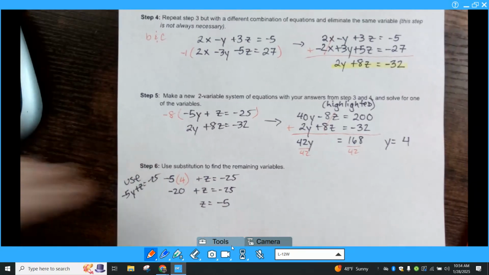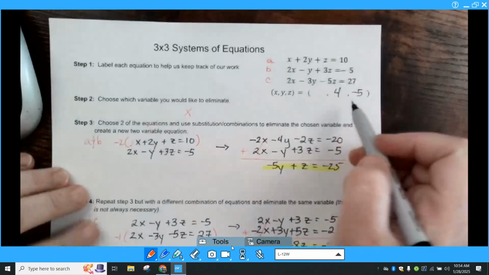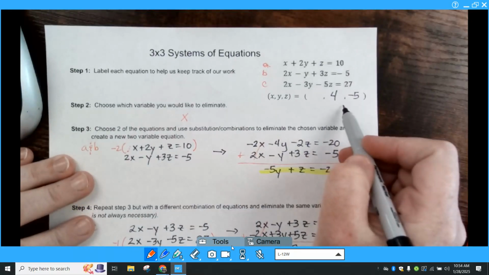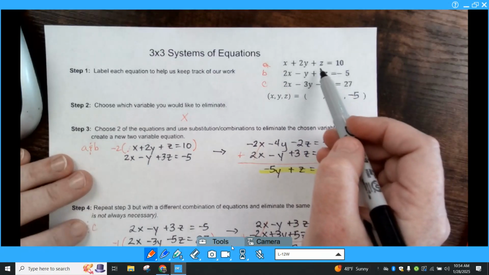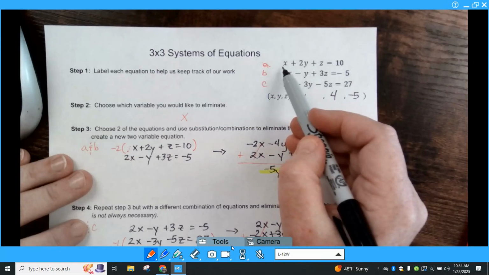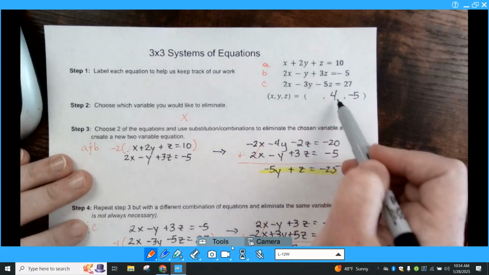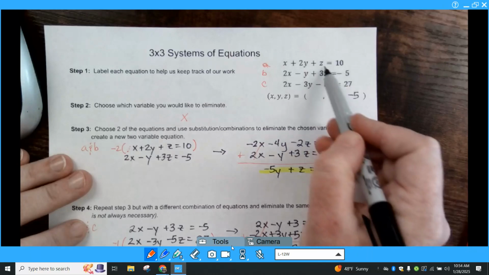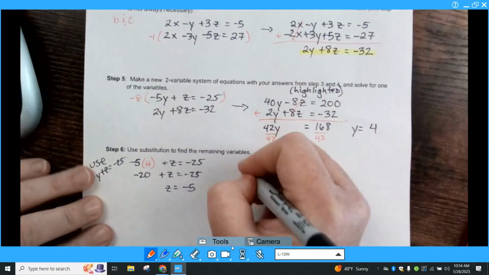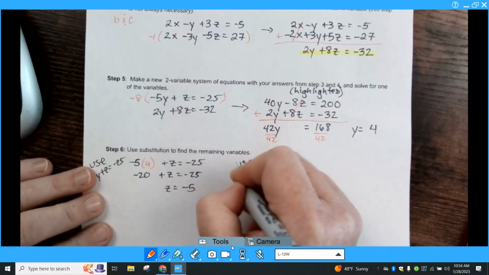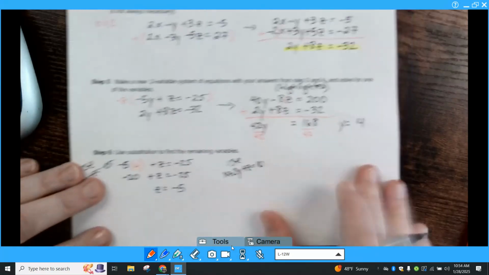So now what I'm going to do, now I don't know x, but I do know y and z. So now I'm going to choose one of these. I'm personally going to choose A because I can solve for x pretty easily. So I'm going to take 4 and plug it into y. And I'm going to take negative 5 and plug it into z. And then I'm going to solve for x. So on this one, I'm going to use x plus 2y plus z equals 10.